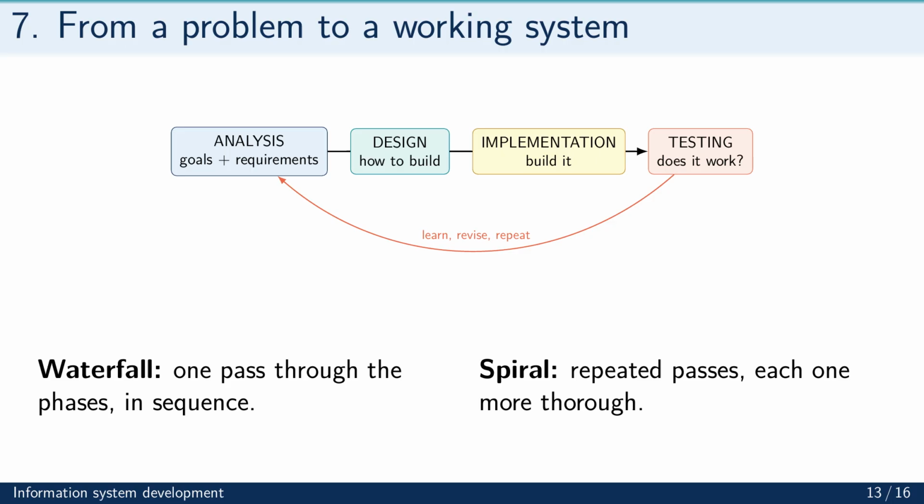The slide contrasts two ways to organize these phases. In a waterfall process, the phases are completed in sequence, with one major pass through the life cycle. In a spiral process, the phases are repeated, allowing each cycle to become more detailed and more informed by feedback.